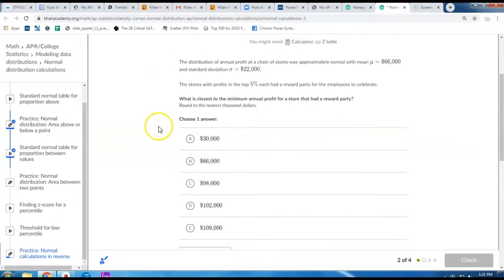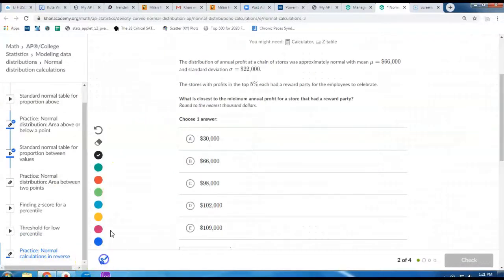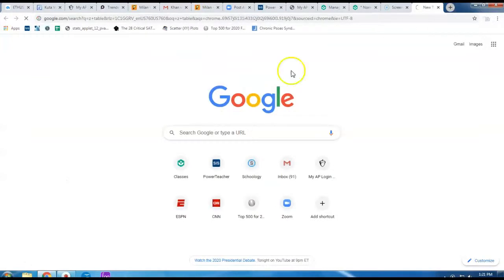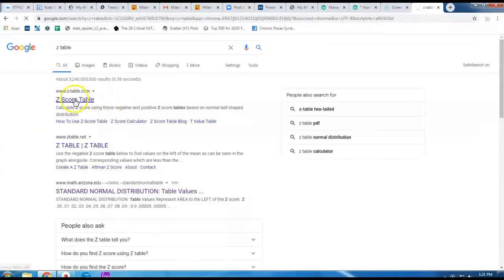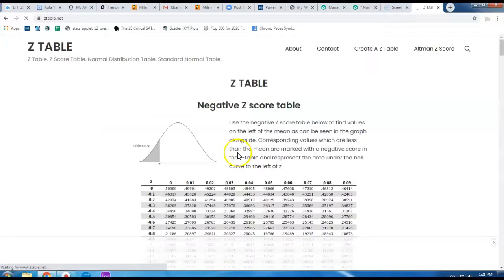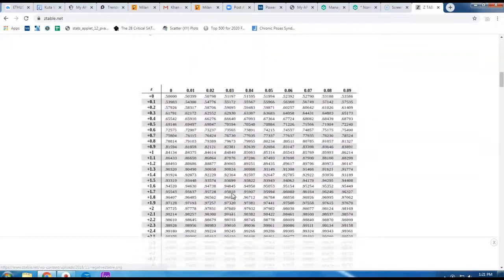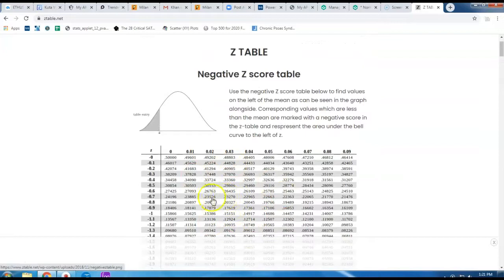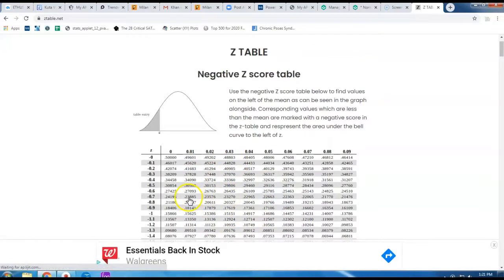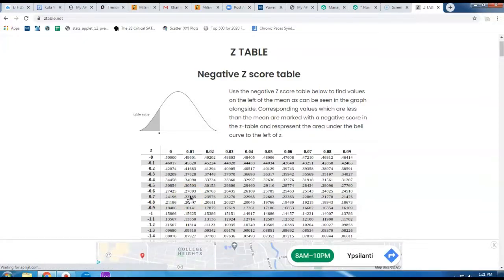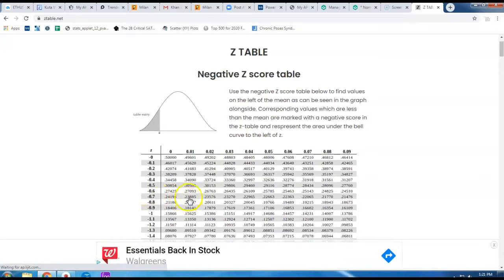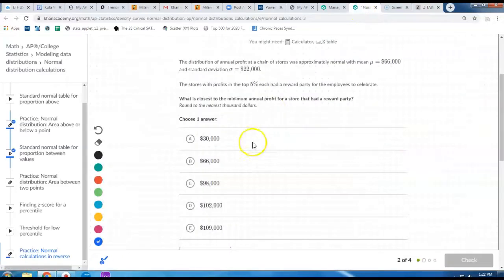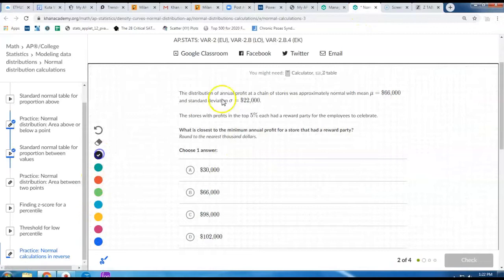So this is normal calculations in reverse. What you've got to understand here is that table that you're looking at. The numbers on the inside of the table are percentages. So all these numbers in here are percents. Right here, for example, that means 23.885% of the data is lower than a z-score of negative 0.71.